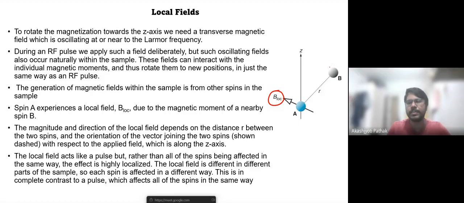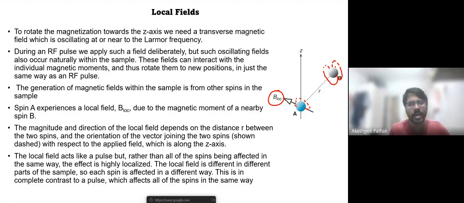So basically, if you have a nuclear spin here, it will have its own magnetic field, right? This one also has, because of its orientation, a different magnetic field. The direction of the magnetic field will be different. So the magnetic field of this spin will be influenced by the magnetic field which is generated by a nearby nuclear spin. And it will also be dependent on the distance between the two nuclear spins. With respect to the z-axis, the local field acts like a pulse, but rather than all of the spins being affected in the same way, the effect is highly localized. The local field is different in different parts of the sample, so each spin is affected in a different way.